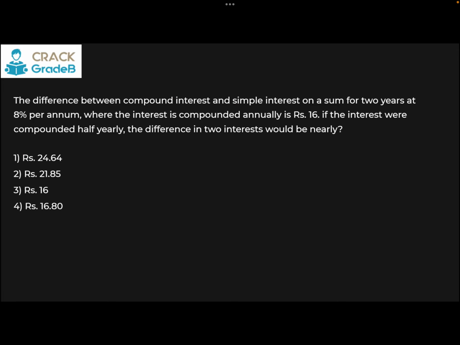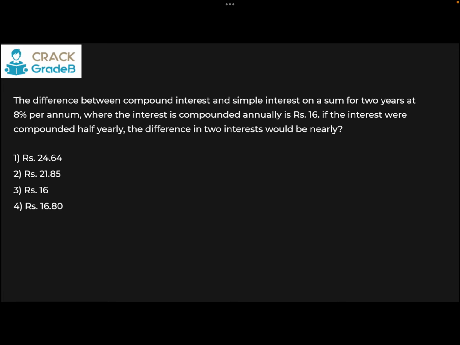The difference between compound interest and simple interest on a sum for 2 years at 8% per annum, where the interest is compounded annually, is rupees 16. If the interest were compounded half yearly, the difference in the two interests would be nearly what? Friends, again same thing. If you try to solve this with just the formula and without understanding the concept, this question is also very painful to solve, because you will have to do lots of calculation. So first we'll see it by the formula way, and then we'll see the shortest way.